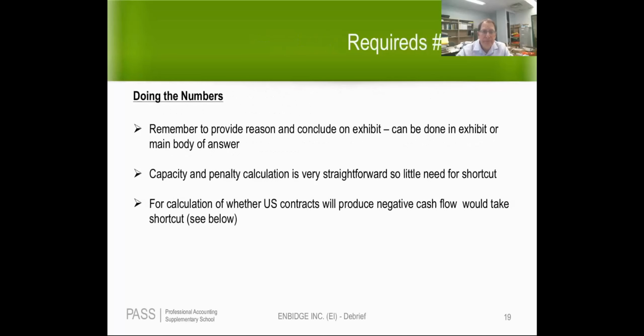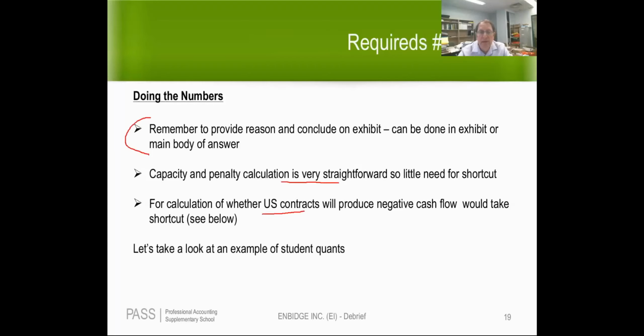I don't care about this first point. As I keep saying to you, it doesn't matter if you feel more comfortable doing the stuff in Excel or in Word, whatever. Even Michael and myself, we have sometimes our styles a little different. The capacity and penalty is pretty straightforward. I don't think you need a lot of shortcuts. All right, for calculating use context, okay, fine. Okay, we'll take a shortcut.